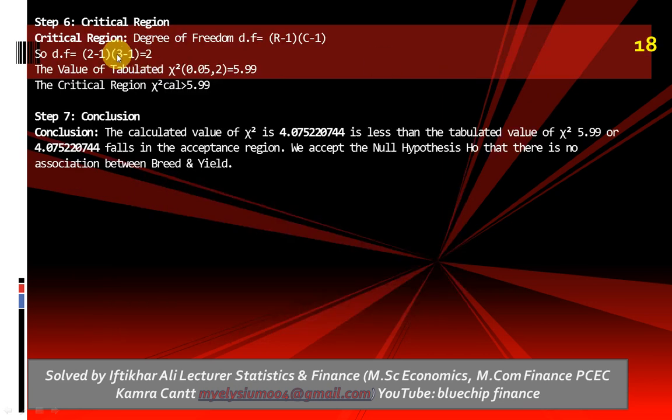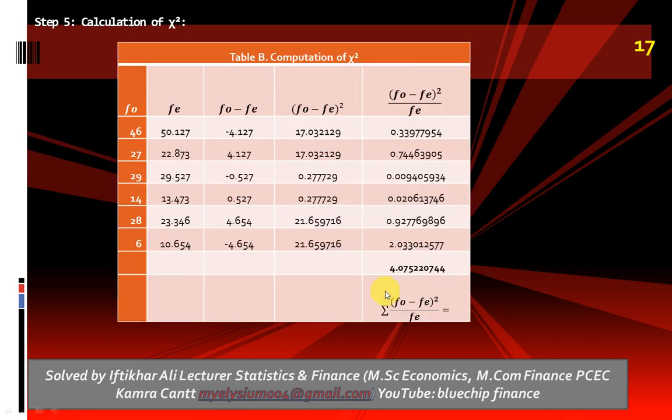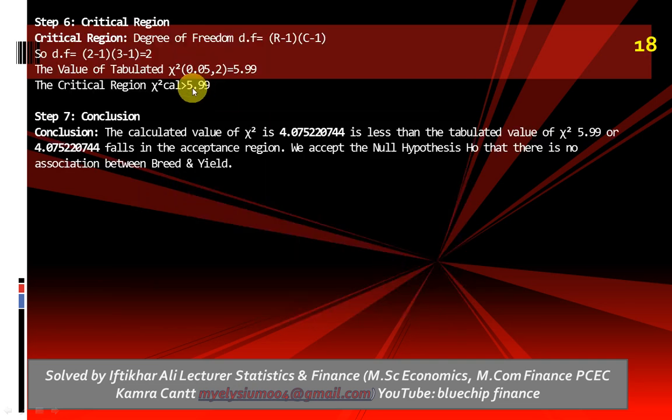So (2 minus 1) multiplied by (3 minus 1) equals 2. So under 2 degrees of freedom, go to the chi-square table. Under 2 degrees of freedom and 0.05 level of significance, the tabulated value will be 5.99. So what is the critical region? If our calculated value exceeds the tabulated value, then it falls in the critical region. Our calculated value 4.07 is less than our tabulated value, so it falls in the acceptance region, not critical.